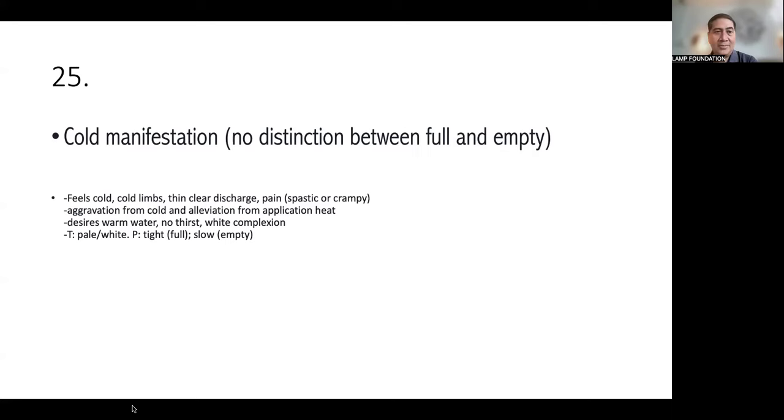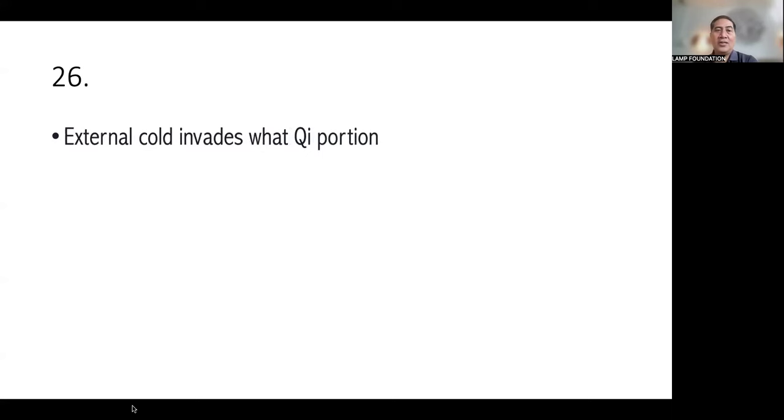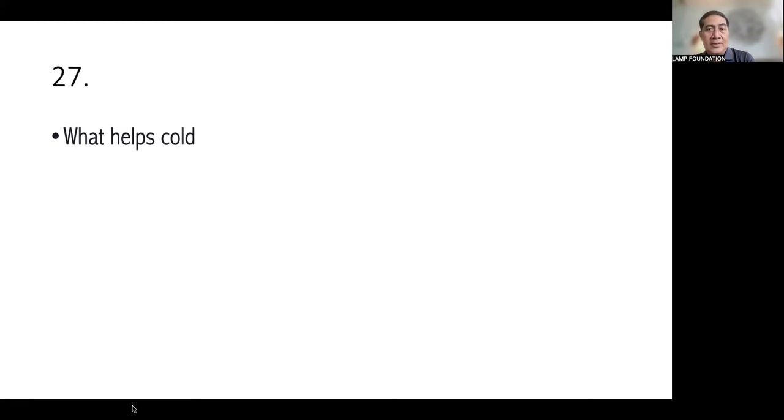Easy, no? Cold. Okay, external cold invades what chi portion? Lung Wei Chi portion. So the same thing as external heat, no? What assists or helps the cold? It's the wind. That's why we have wind cold.